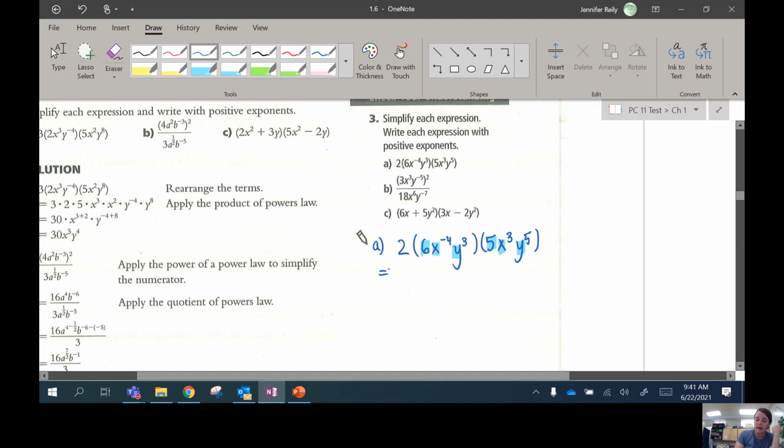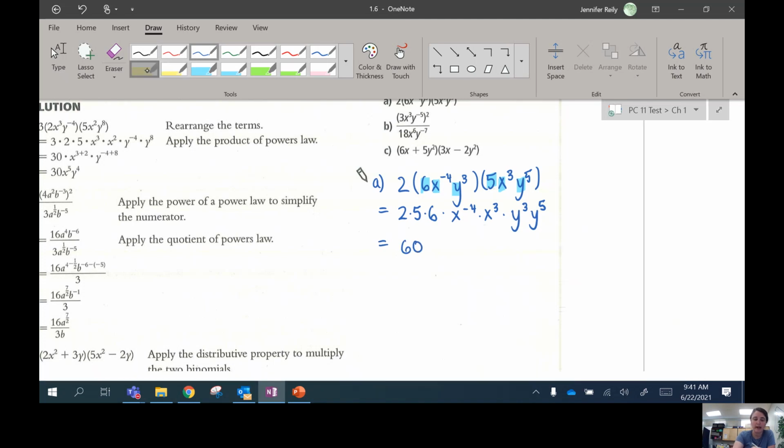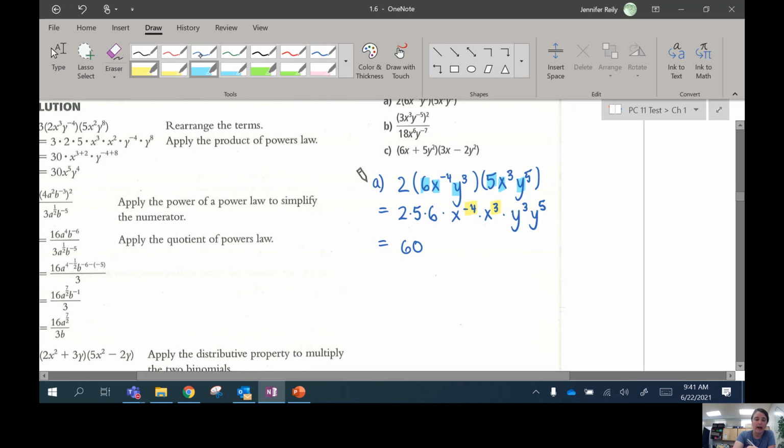So I'm just going to rearrange this and multiply all the numbers together, 2, 5, and 6. And then I'm going to put the x's together. All I'm doing is simply rearranging this equation, and then I'll put the y's at the end. Typically, we just go in alphabetical order. That's why I put the x's before the y's. But okay, and now 2 times 5 times 6, that's 60. For these two, I can apply the exponent law that says you add the two exponents together because I'm multiplying two powers of the same base. So -4 plus 3 would be -1. And finally, we're going to add these two together. So that would be 8.